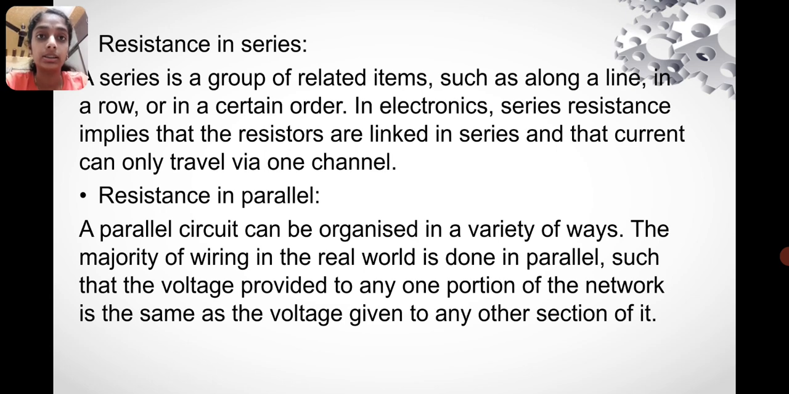Resistance in series. A series is a group of related items such as a line in a row or in a certain order. In electronic series, resistance implies that the resistors are linked in series and that the current can only travel via one channel. Resistance in parallel. A parallel circuit can be organized in a variety of ways. The majority of wiring in this world is done in parallel, such that the voltage provided to any one portion of the network is the same as the voltage given to any other section of it.